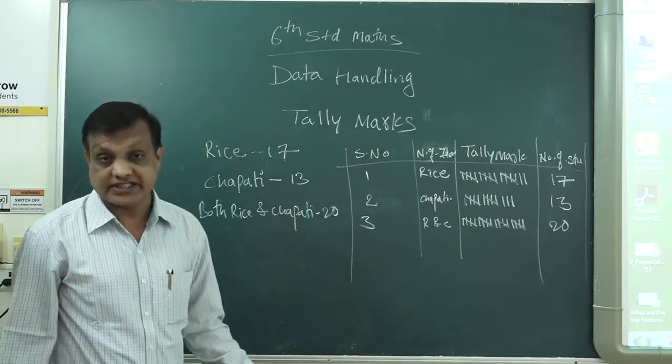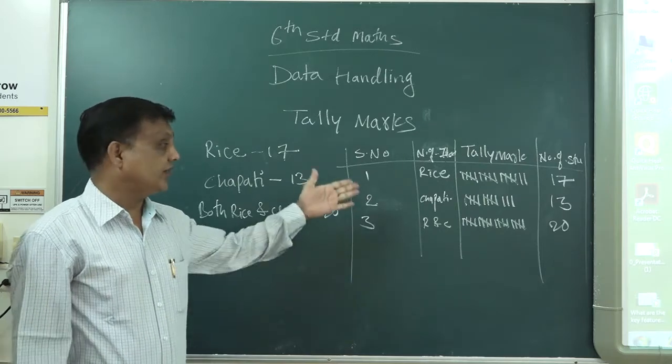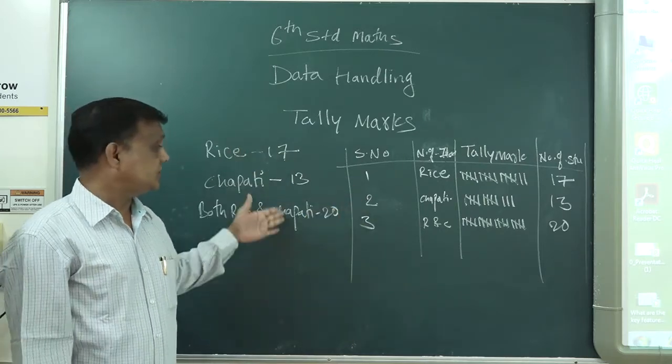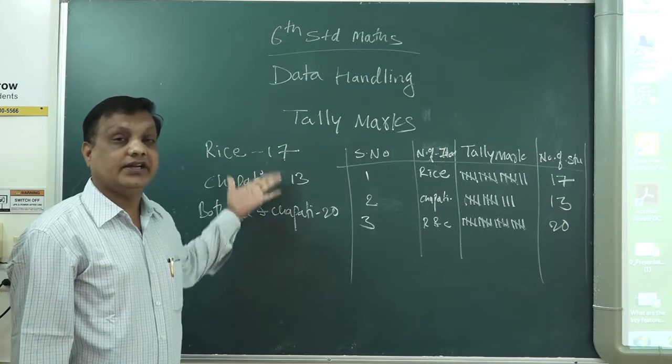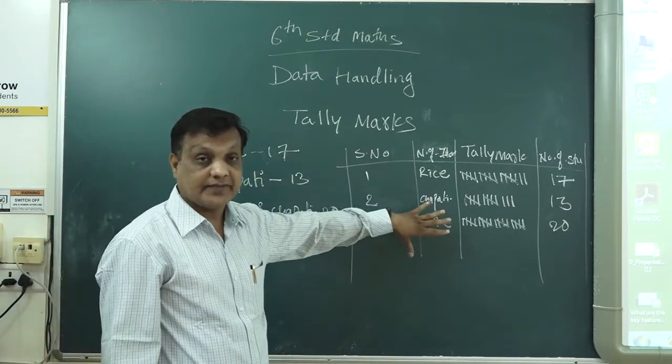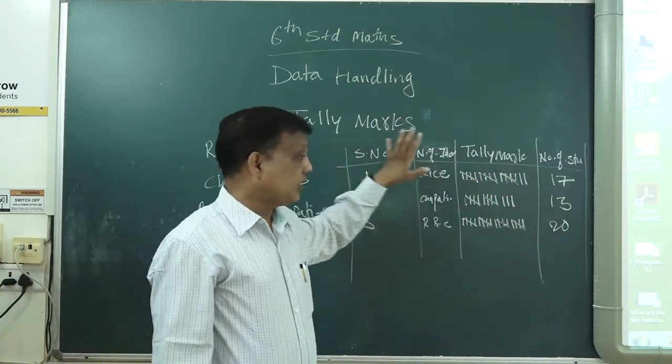Already we learned this in the 6th standard, 5th standard, 4th standard. Now we are learning some more. So this is the information, this is the data given. That data you have to represent in the form of a tally mark. So you have to make a tally mark table.